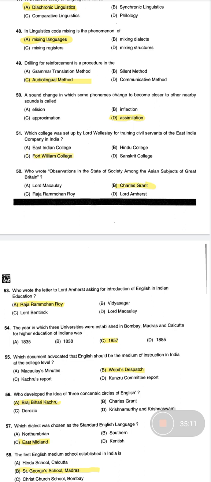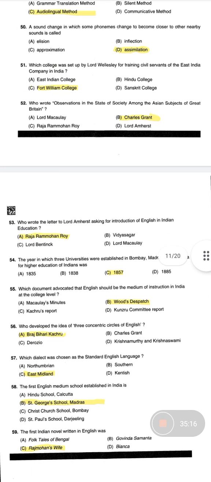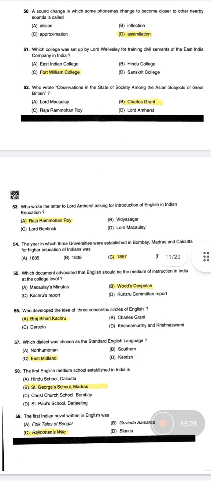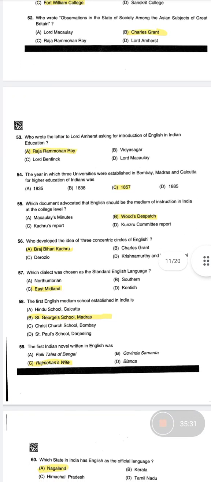Right answer is Fort William College. Question number 52. Who wrote Observation in the State of Society among the Asian subject of Great Britain? Charles Grant. Right answer is Charles Grant. Question number 53. Who wrote the letter to Lord Amherst asking for introduction of English in India education?